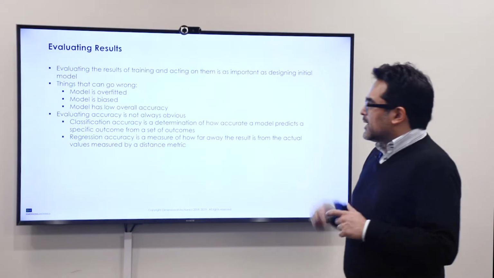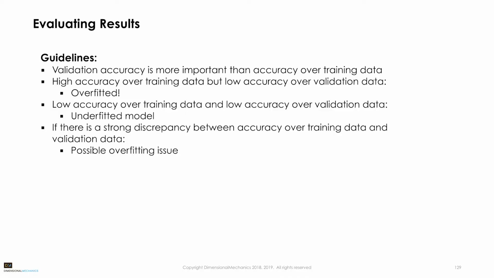So evaluating accuracy is not always obvious. Classification accuracy is determining how well your model can predict a specific outcome from a set of outcomes. Regression more or less measures the distance from the actual output. Like I said, they're variants of each other. Classification is discrete, so regression is a continuous form of a classification model. In some sense the concepts are the same, but the measures are a bit different.